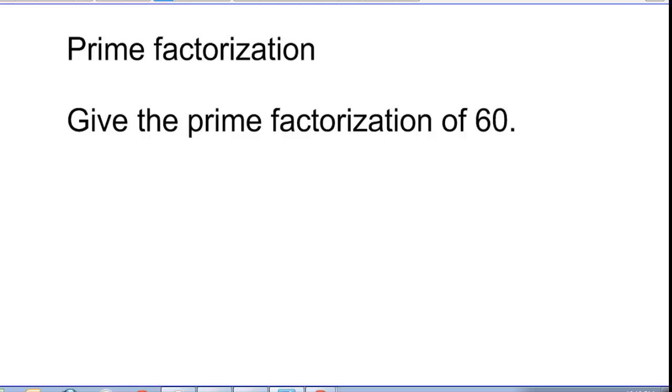Now sometimes we're asked to give the prime factorization of a number, and that's a little bit different than listing the factors. The prime factorization is a list of prime numbers that when you multiply them together you get, in this case, 60.